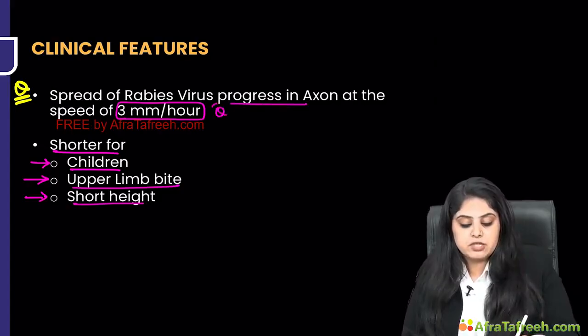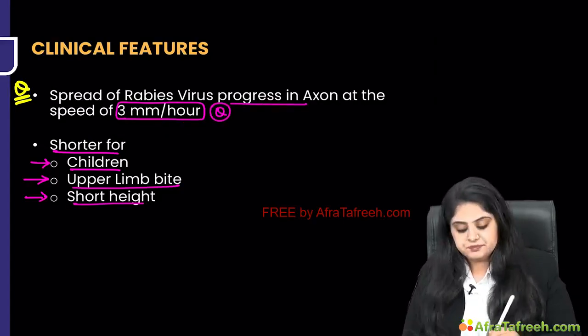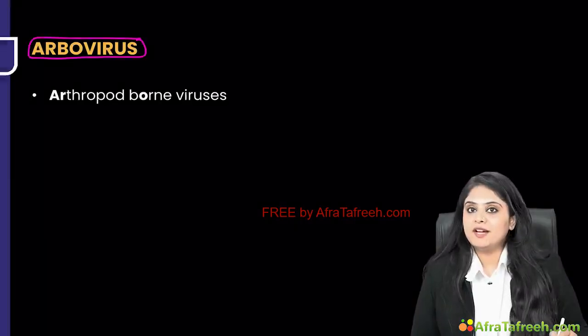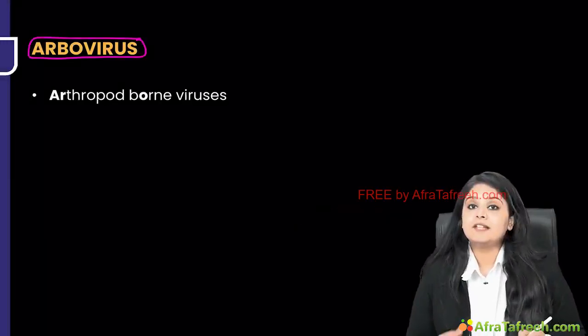But yeah, this is a question. The speed is 3 mm per hour. On that note, definitely the Rhabdoviridae family comes to an end. So let's begin with the arboviruses. And what do we know under it? The name itself is explanatory.